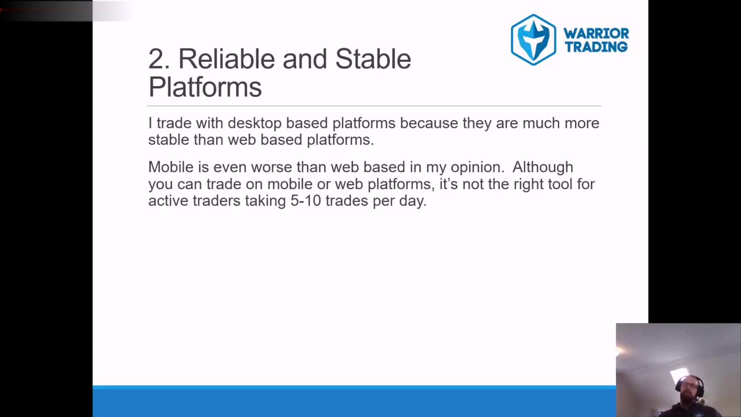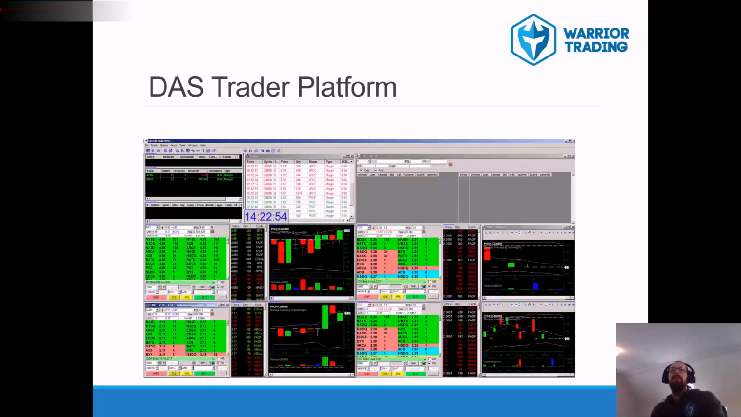Number two, this is a must. You need a reliable and stable platform. Now, I trade with desktop platforms because they're more stable than web-based platforms. A lot of the web-based platforms will crash. Mobile is even worse, right? You don't want to day trade on a mobile app. You just don't. You want a desktop app. You want a desktop computer or laptop, but you need a desktop application that you download and then you can run when you launch it from the taskbar. This right here is the Dash Trader platform.